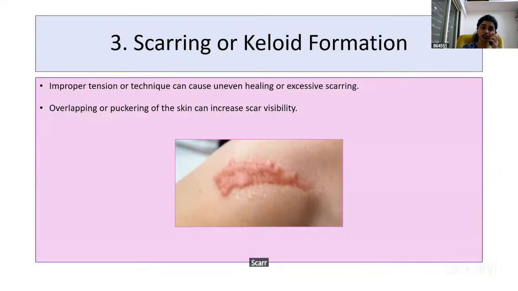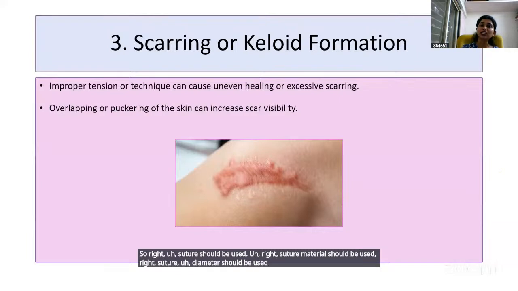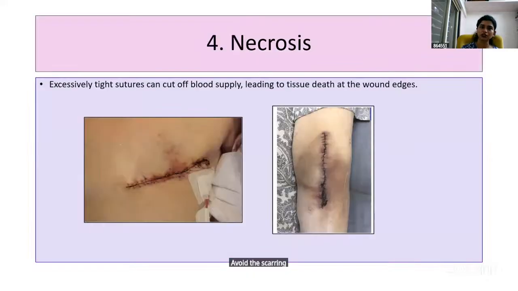Scarring or keloid formation. If inappropriate tension or inappropriate technique is used, there can be a lot of scarring. So the right suture material should be used, the right suture diameter should be used, and also the right suturing technique is important to avoid scarring or keloid formation.